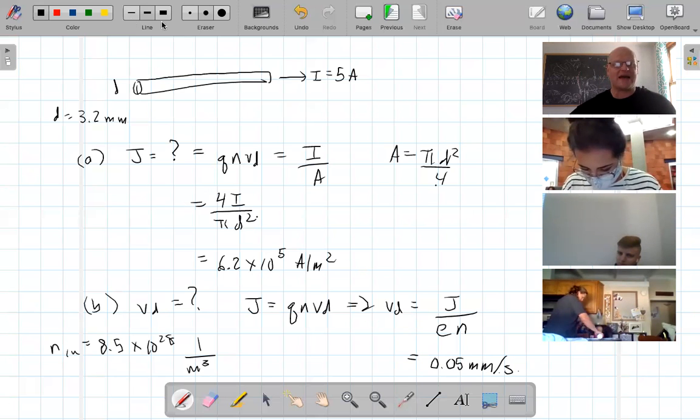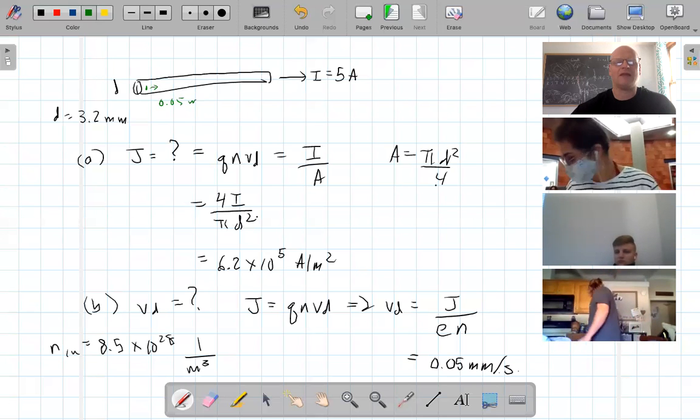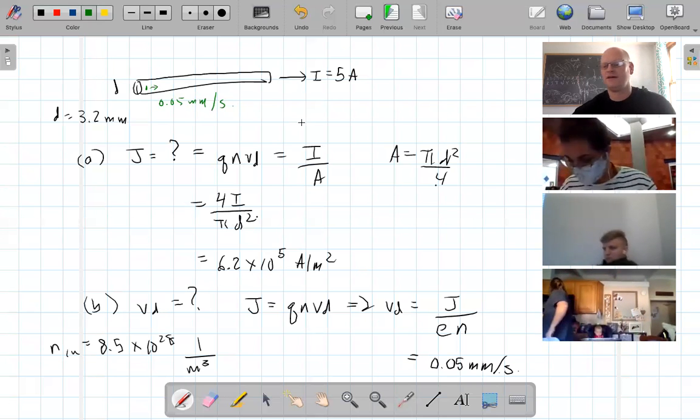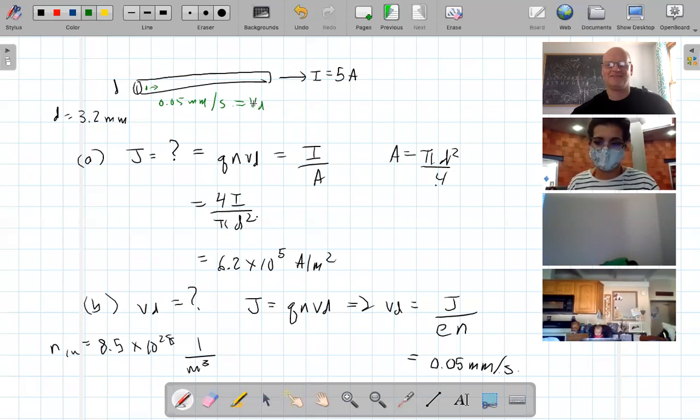What that means is that the electrons moving inside of this wire at 5 amps are moving at a rate of 0.05 millimeters per second. That is ridiculously slow. I think if they were racing, a snail would win. Everybody's okay? Good.